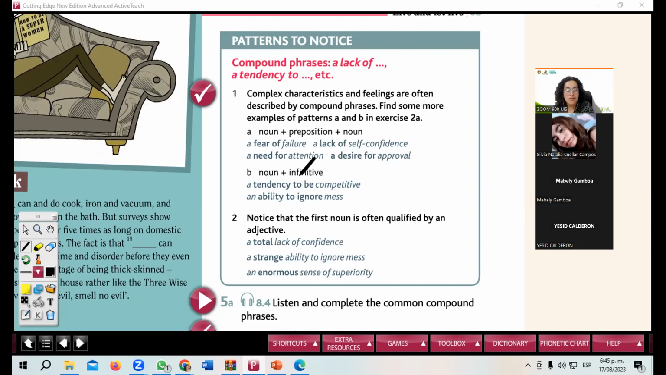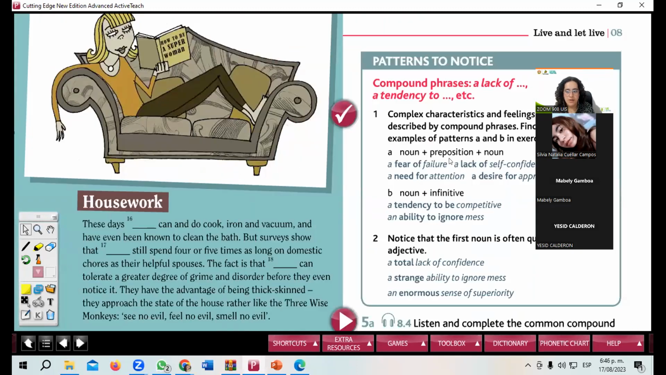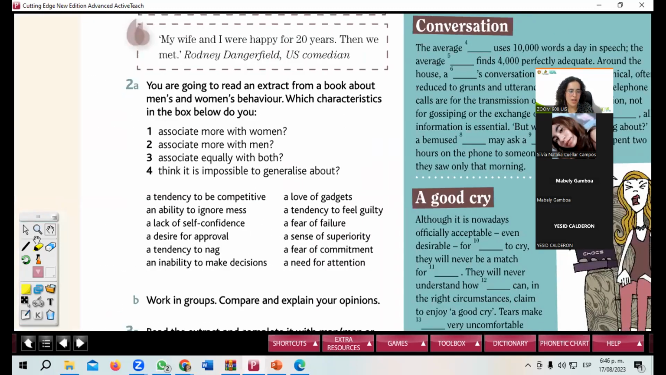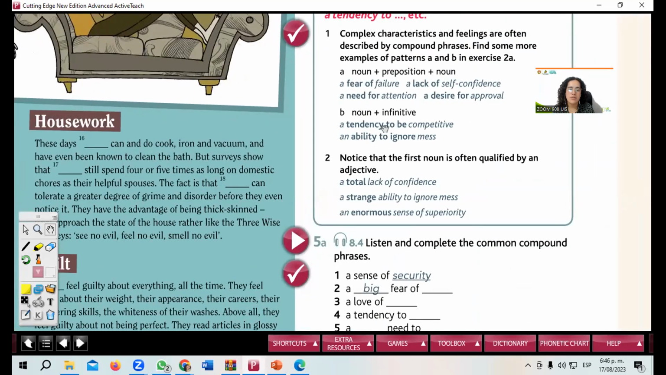We also have another pattern that we can find. It is a noun plus an infinitive form. The noun is tendency, the infinitive is to be. Or an ability: an ability is a noun plus the infinitive to ignore. So we have these two patterns. Now I'm going to give you a couple of minutes to classify these sentences, the ones that are not here. Find other examples for this pattern. We already have a fear of failure, so do not use that. Try to find other examples that follow the same pattern: noun, preposition, noun, or noun plus an infinitive form. Let's take 3 or 4 minutes and find other examples for both patterns, okay?